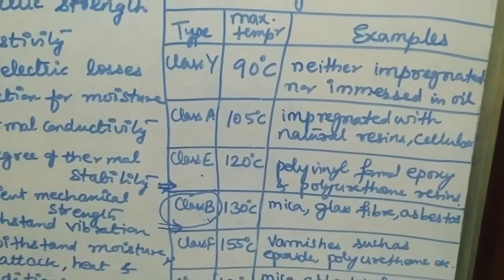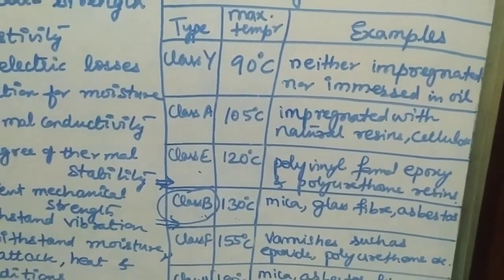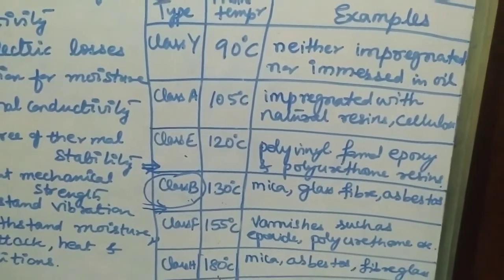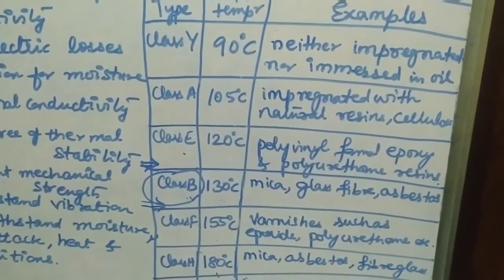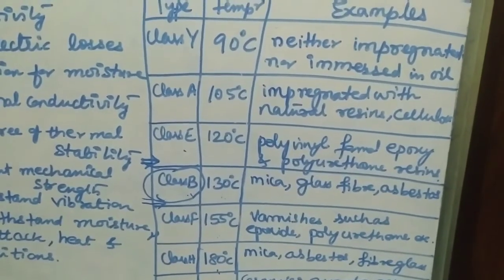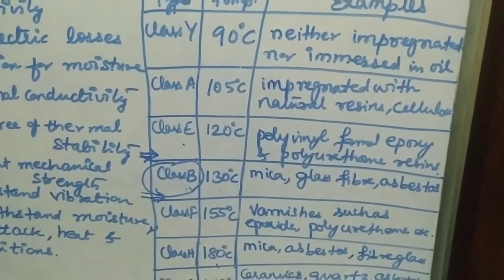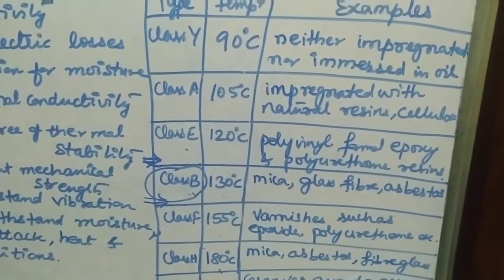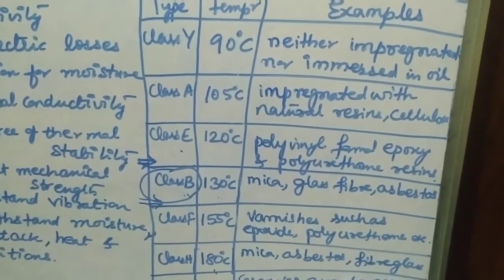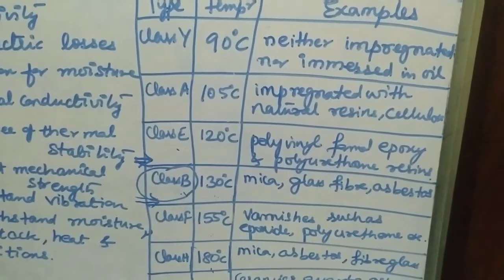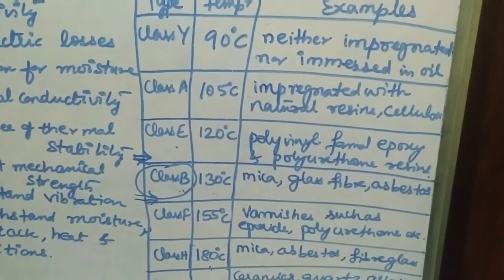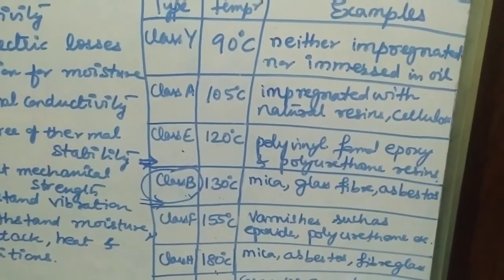Next, coming to class B. Class B, now again, new examples you have to take up. That is like mica, glass fiber, asbestos and other similar inorganic materials, impregnated or glued together with varnishes or compounds which have ordinary heat resistance. So mica, glass fiber, asbestos and similar inorganic materials impregnated or glued together with some more thermally resistant compounds. So those all belong to class B.